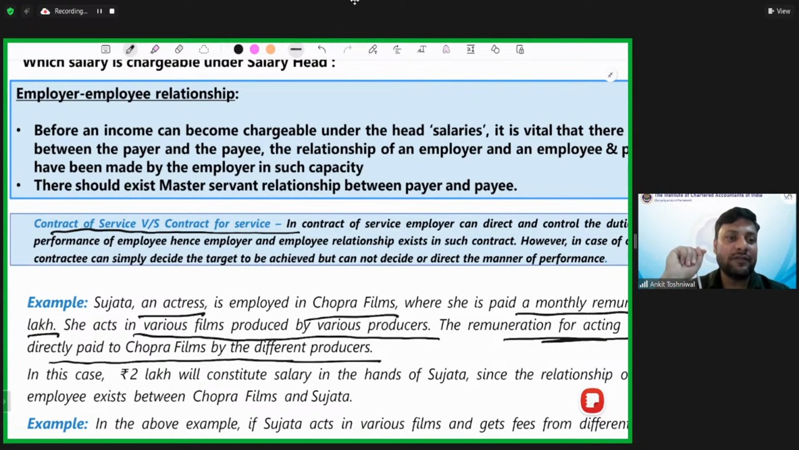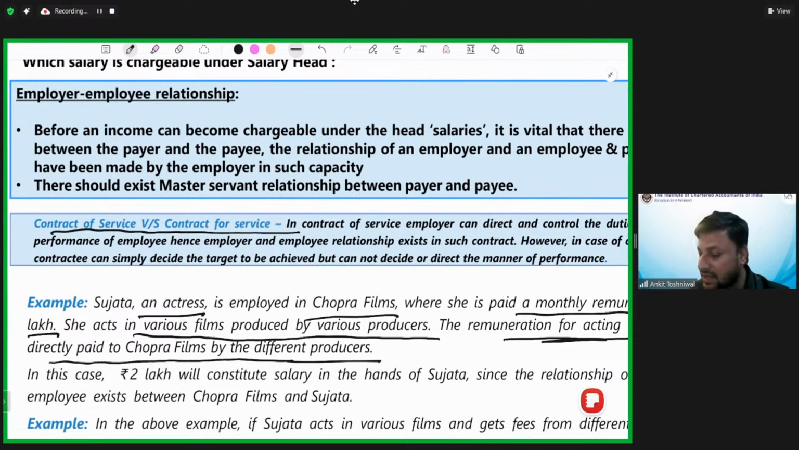While in a contract for service, there is no employee-employer relationship. Here, the other person to whom you are providing the service can give a target which you have to achieve, but he cannot determine how you have to achieve that target, what is the manner of performance of your duties, and he cannot order you. Okay? So there are two terms, contract of service and contract for service. If there is a contract of service, it is taxable under the head salary. If there is a contract for service, it is not taxable under the head salary. It is either taxable under the head other sources or business or profession, as the case may be.